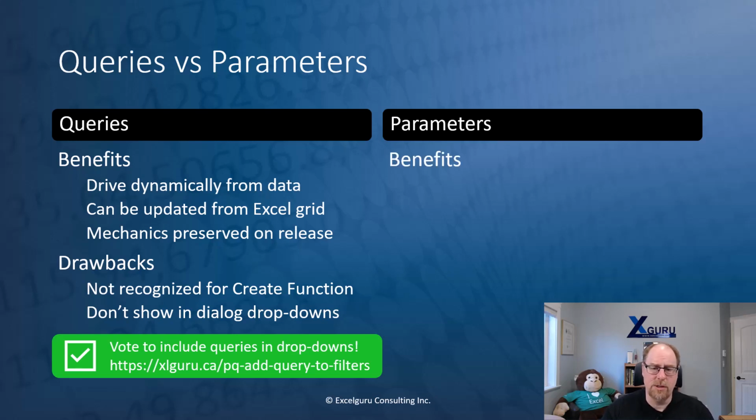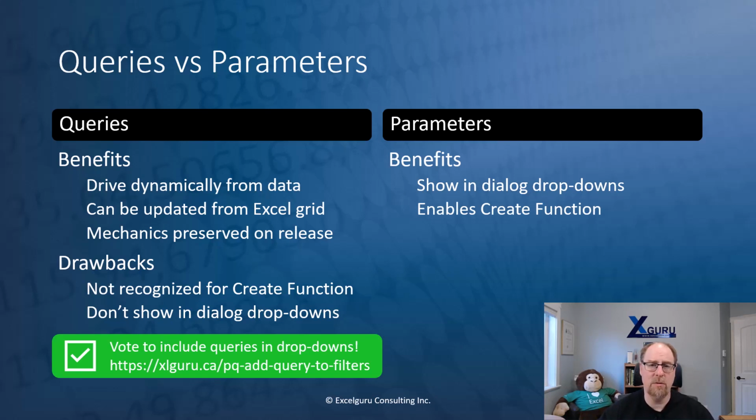The benefits of parameters. Well, number one, they show in dropdowns. That's pretty awesome right off the bat, right? They also allow us to enable the create function button by giving us things that we can then fill in the values that we need. So that's also pretty darn cool.